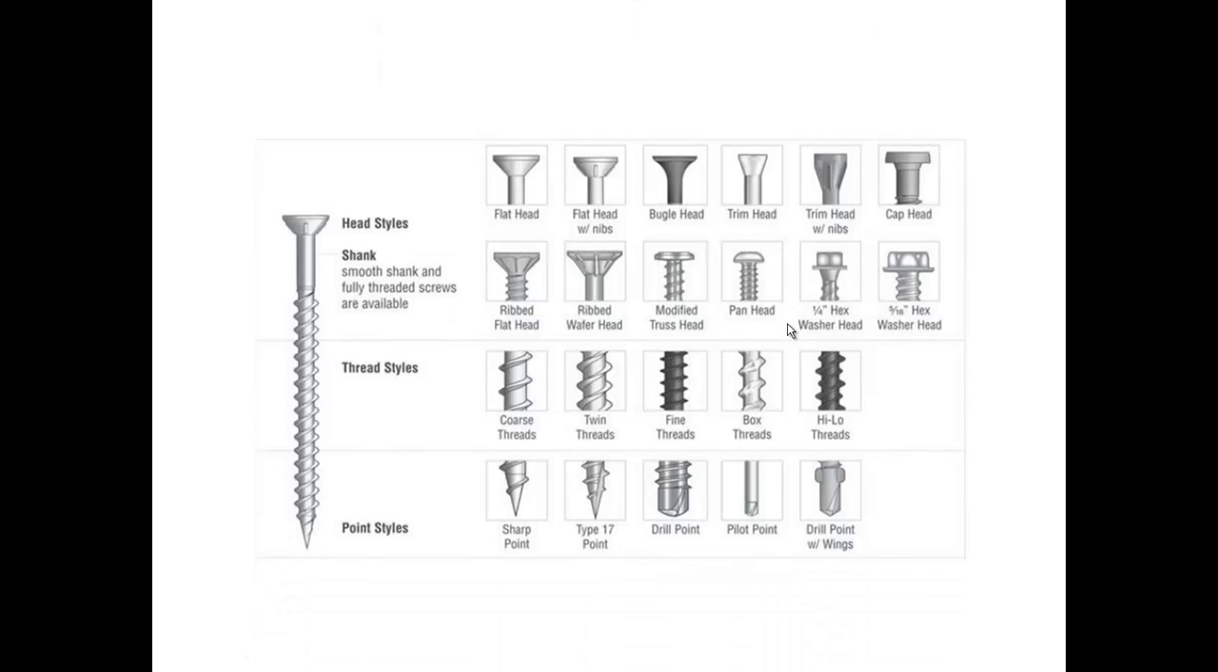Just looking at this chart on fasteners, these are the different types of heads that we might see on a screw fastener. Everything from flathead with ribs, bugle head, trim head. You can actually buy screws that are for finish work. The threads are either coarse or fine. These are high-low threads, I've seen those a little bit. Some twin threads. They all have to do with the holding power and what type of material it's going into. And the points can be sharp, drill points, pilot points, or drill point with wings, where they actually self-drill their own pilot hole to prevent the wood from splitting as it's going through. So we see a lot of these screws being used in raw wood.